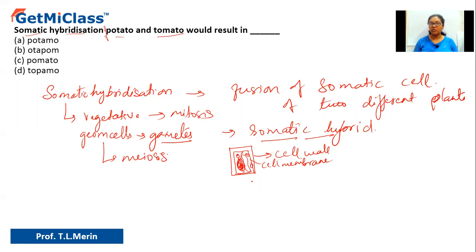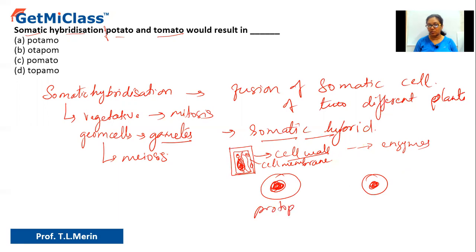So what do we do? From both the parental cells, like somatic cells of individual plants, you first digest the cell wall by enzymatic action, by enzymes. Then the cell wall will be removed and you will have only the nucleus. We have taken the cells from both plants and removed the cell wall. So now what do you have? You have the protoplast.